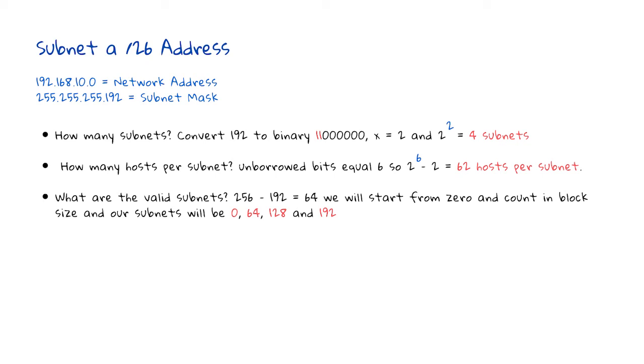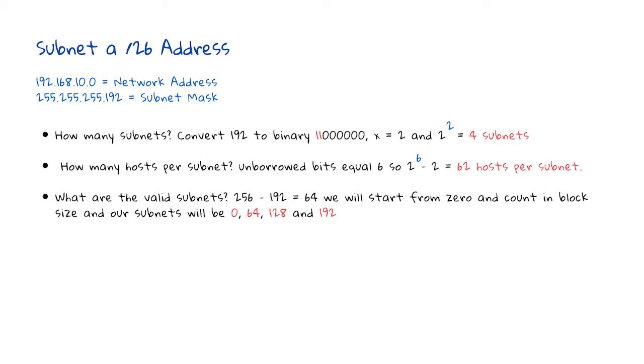This time around, same network address, but the subnet mask is 255.255.255.192. The first thing we need to do is to convert our decimal 192 into binary. If you remember, 128 plus 64 gives us 192. So we are borrowing the first 2 bits of the host ID, and we have 6 unborrowed bits. So how many subnets? 2 to the power 2, which is equal to 4. So when we borrow 2 bits, we create 4 networks.